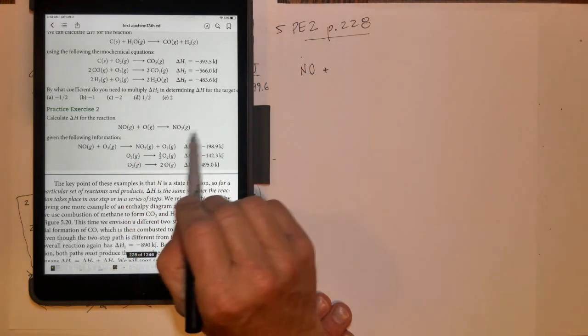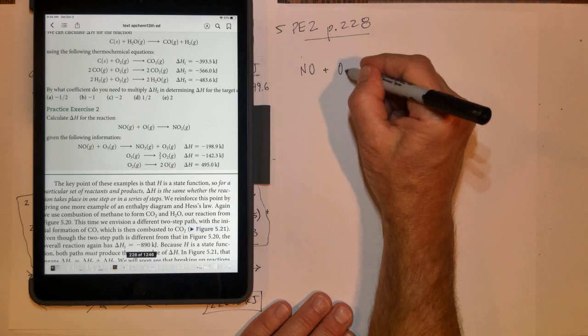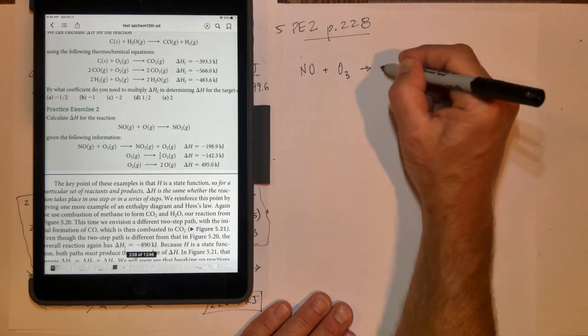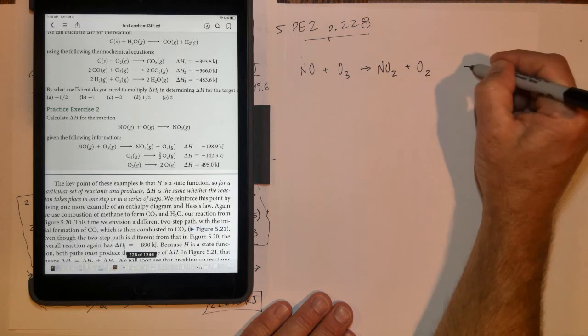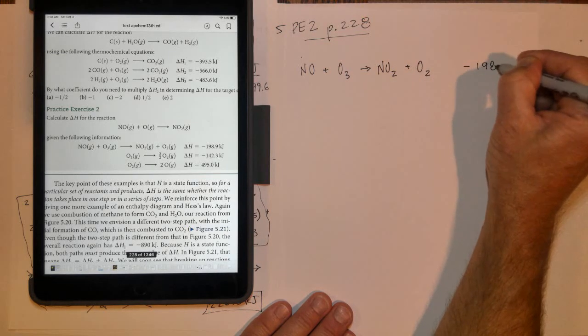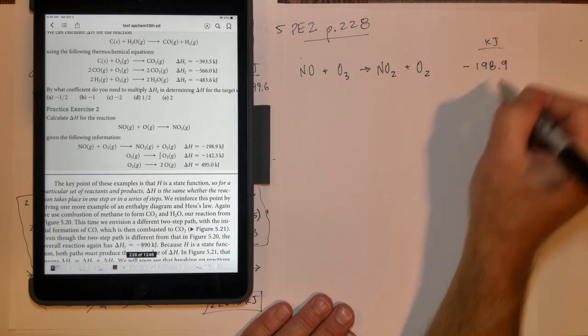And since everything in here is gaseous, I'm just going to omit the phases of matter right now for ease of writing it down. And this has a negative 198.9 kilojoules. We know these are all in kilojoules, so I'll omit that right now.